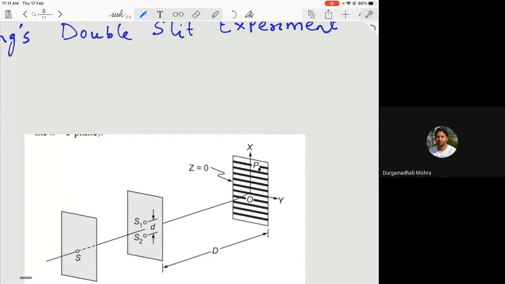So he observed these fringes. So fringes means, so you have alternate bright and dark straight lines, so to say, on the screen. And this is known as the interference.